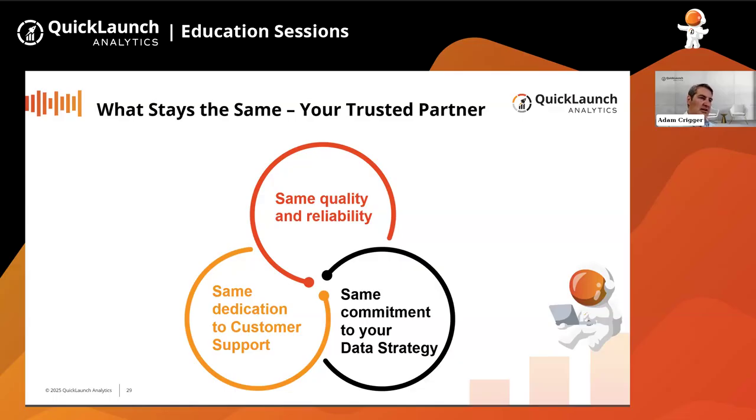And so at the end of the day, like I said, I don't expect too much different in a lot of areas, except for some new exciting things that might be interesting if you're an existing partner of ours already. And for people that are brand new to QuickLaunch Analytics, we love to connect and see where those synergies exist in alignment.